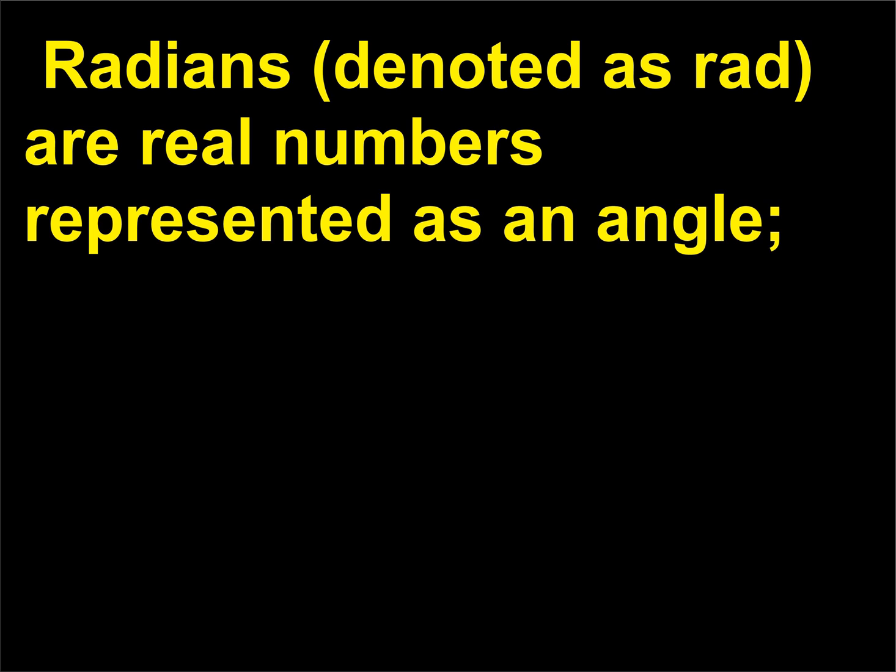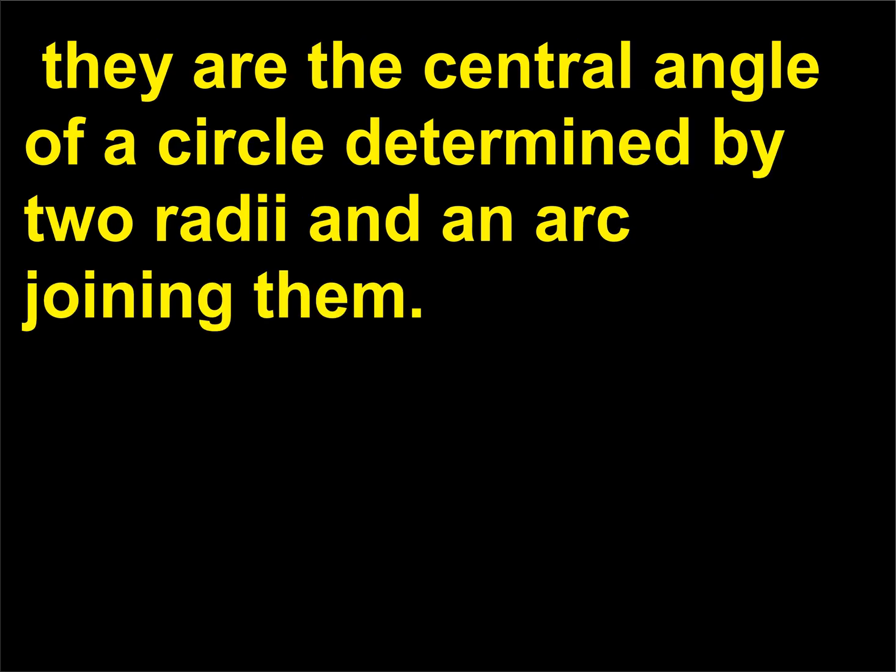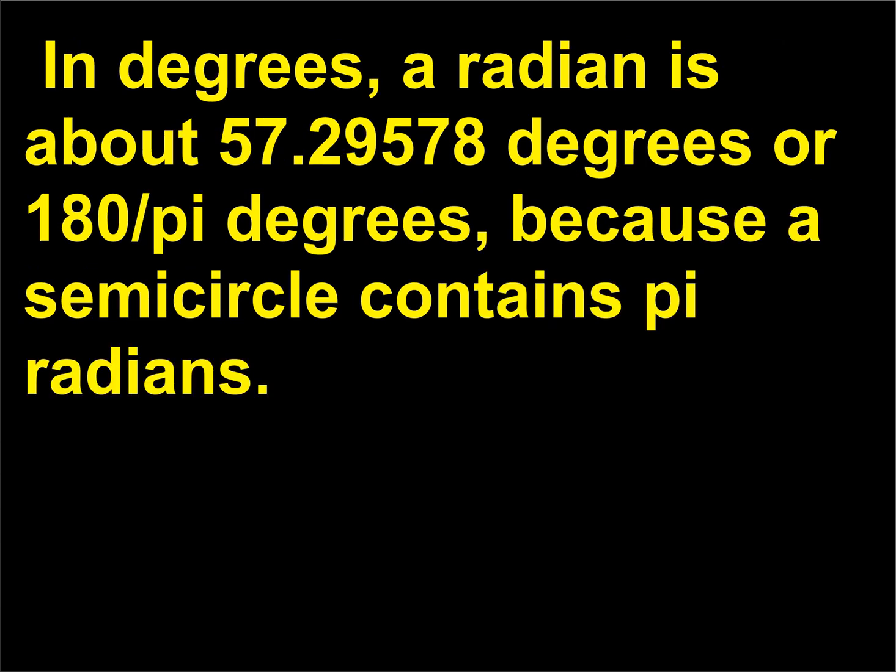Radians, denoted as rad, are real numbers represented as an angle. They are the central angle of a circle determined by two radii and an arc joining them. In degrees, a radian is about 57.29578 degrees or 180/pi degrees, because a semicircle contains pi radians.